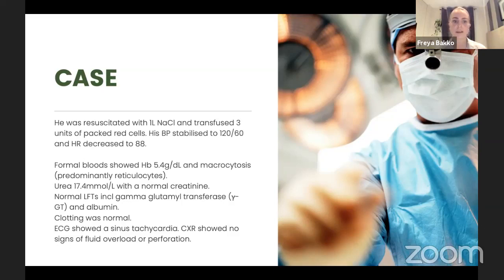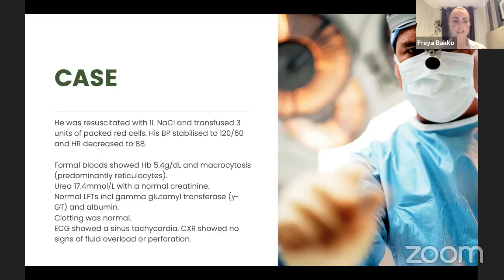Your formal bloods come back, which shows a hemoglobin of 5.4. Bear in mind that these were taken before you transfused your bloods. And it also showed a macrocytosis with predominantly reticulocytes. It also showed a high urea of 17.4 with a normal creatinine. So you're happy that his renal function is preserved.